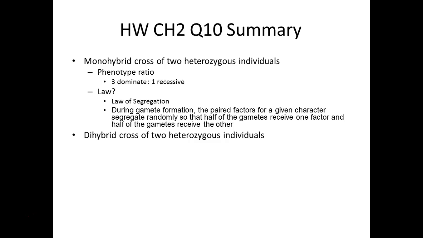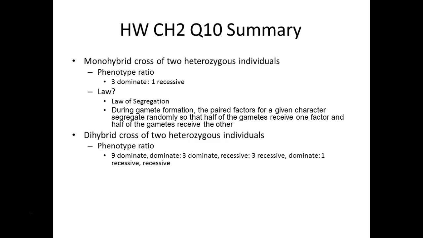For a dihybrid cross of 2 heterozygous individuals, what's the phenotypic ratio? 9, 3, 3, 1. 9 that are dominant, 3 that are dominant recessive, 3 that are recessive dominant, and 1 that's recessive for both traits. What law are we left with? Independent assortment.